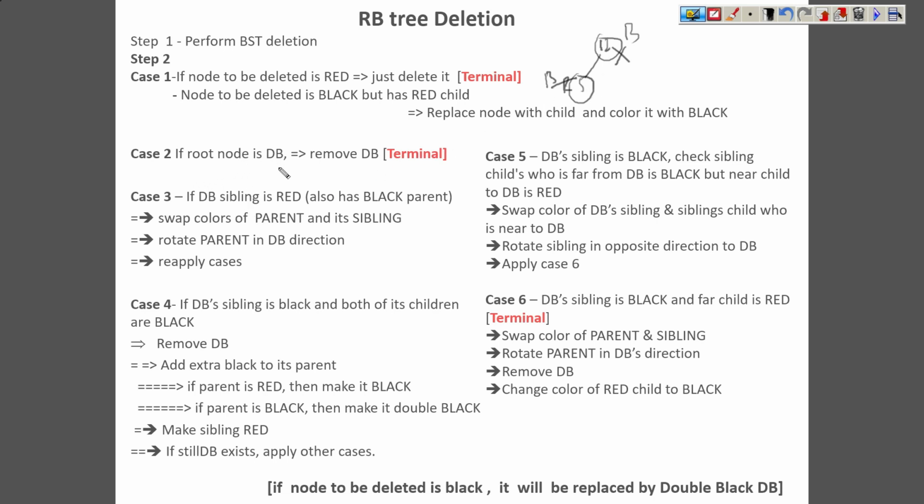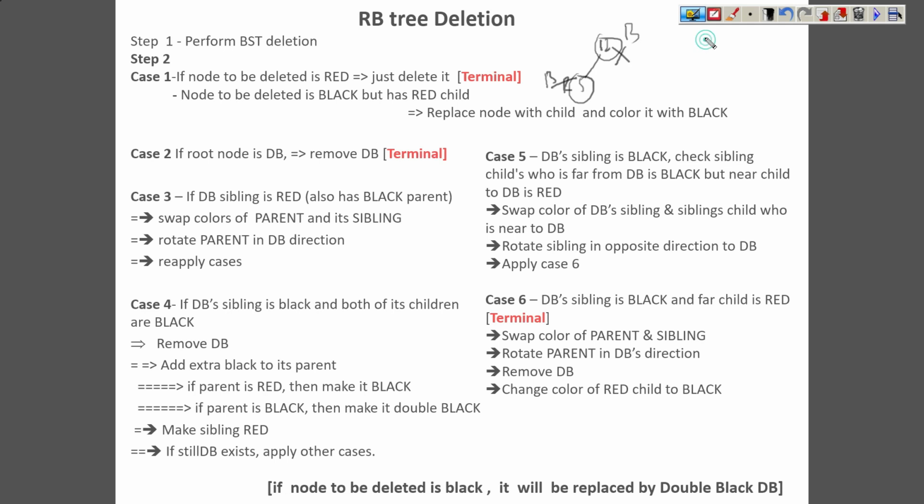Okay, if the root node is double black. So now, what is double black? Double black is basically a mechanism by which we maintain the RB3 property, and basically we are maintaining the black height property. So what is going to happen?